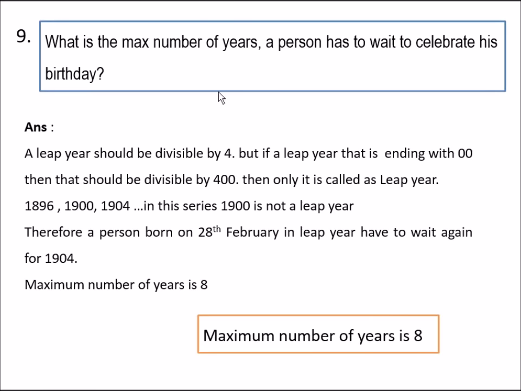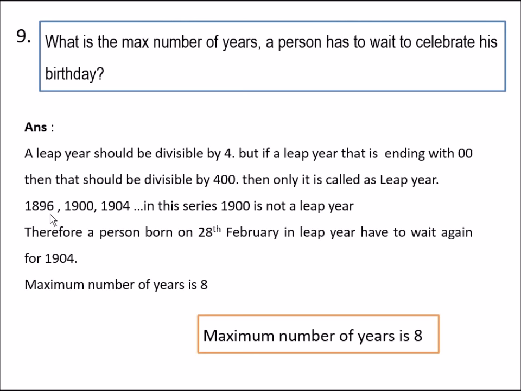Coming to the 9th question, what is the maximum number of years a person has to wait to celebrate his birthday? We know that for a year to be a leap year, it should be divisible by 4. But if a year ends with 2 zeros, then it should be divisible by 400. Only then is it called a leap year. But 1900 is not divisible by 400, so it is not a leap year. So in this series, only 1896 is a leap year and 1904 is a leap year.